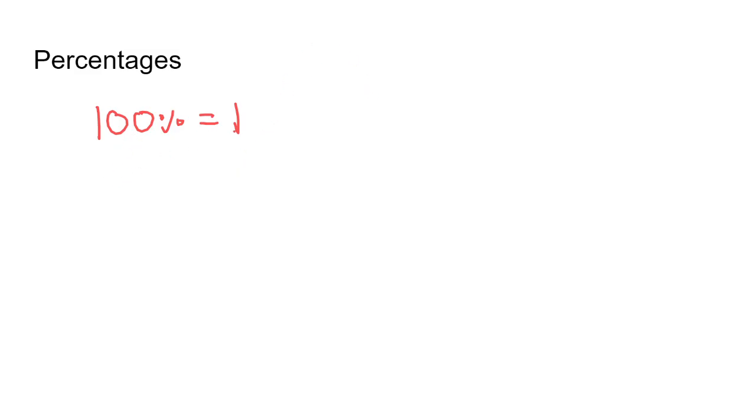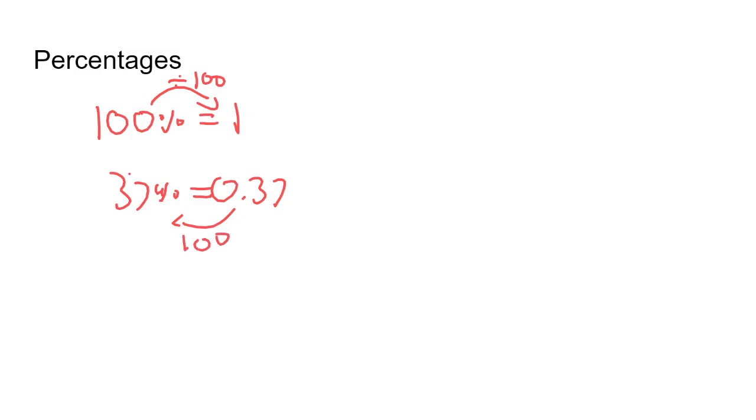Converting from percentages to decimals is very simple, because here you just divide by 100 and then you lose the percentage sign. So for example, if you have 37%, that would just be 0.37. And then obviously you just multiply by 100 the other way around, and then you add a percentage sign.